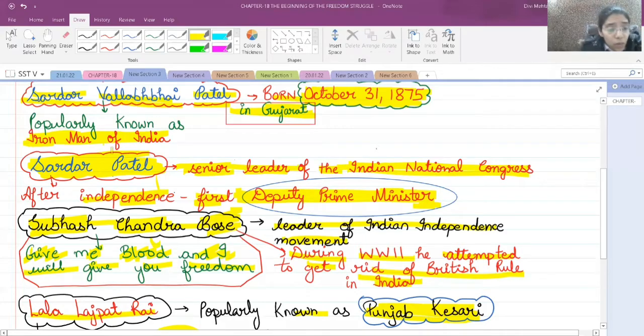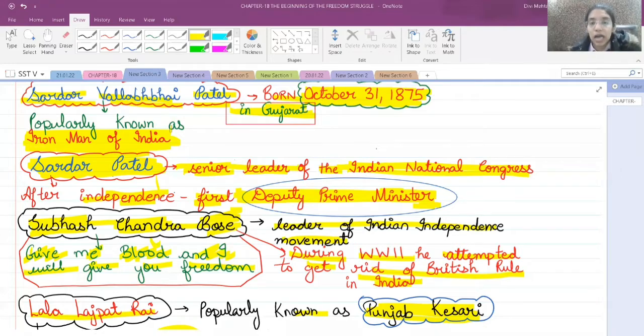He was popularly known as the Iron Man of India. Because of his hard work and intelligence, he was given this title. So a teacher can ask: who is called the Iron Man of India? Sardar Vallabhbhai Patel. Where was he born? He was born in Gujarat on October 31st, 1875.